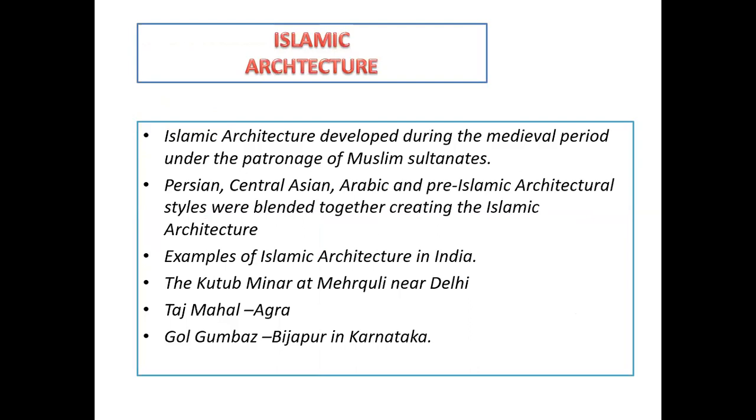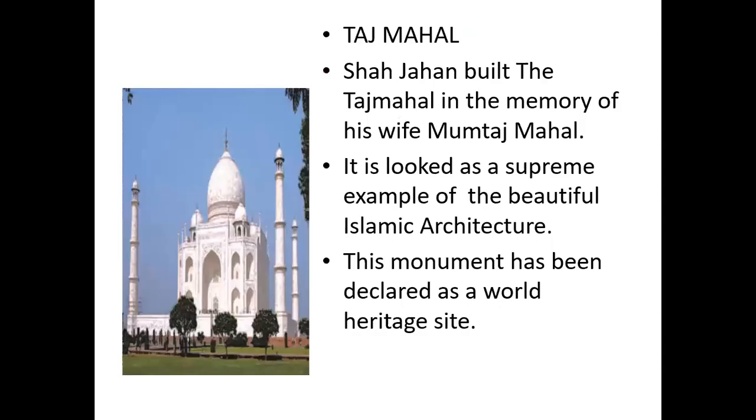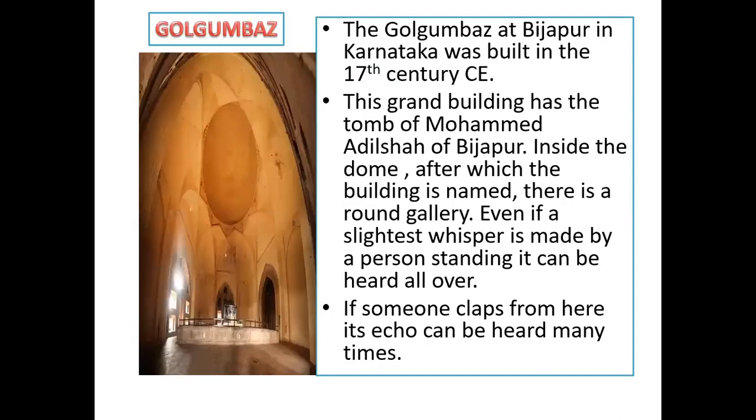Again, here there is a 4-mark question, children, where you have to mention Islamic architecture, giving examples. The 3 main examples of Islamic architecture in India are the Qutub Minar at Mehrauli near Delhi, the Taj Mahal, Agra, and Gol Gumbaz, Bijapur in Karnataka. Let us move ahead, and let's first talk about Qutub Minar.